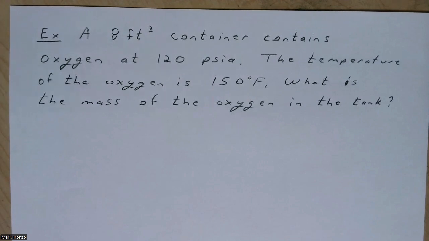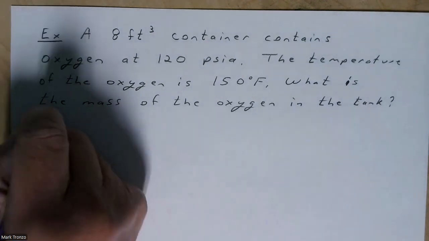Next, let's take a look at this example. An 8 cubic foot container contains oxygen at 120 psi. The temperature of the oxygen is 150 degrees Fahrenheit. What is the mass of the oxygen in the tank?